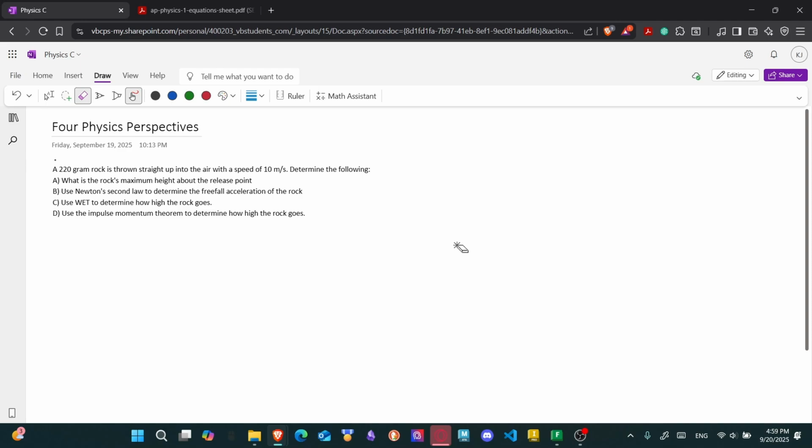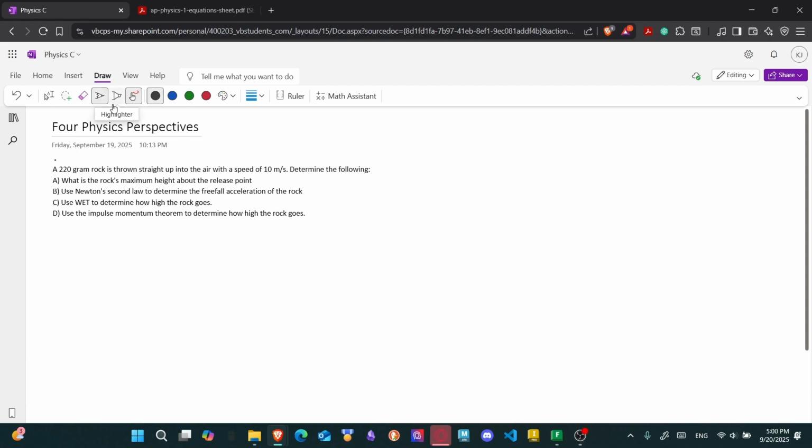In this video, we're going over the 4 physics perspectives. The question asks, a 220-gram rock is thrown straight up into the air with a speed of 10 meters per second. Determine the following. So the question will ask us to look at the problem with a kinematics perspective, a force perspective, a work perspective, and an impulse-momentum perspective. So those are the 4 perspectives.